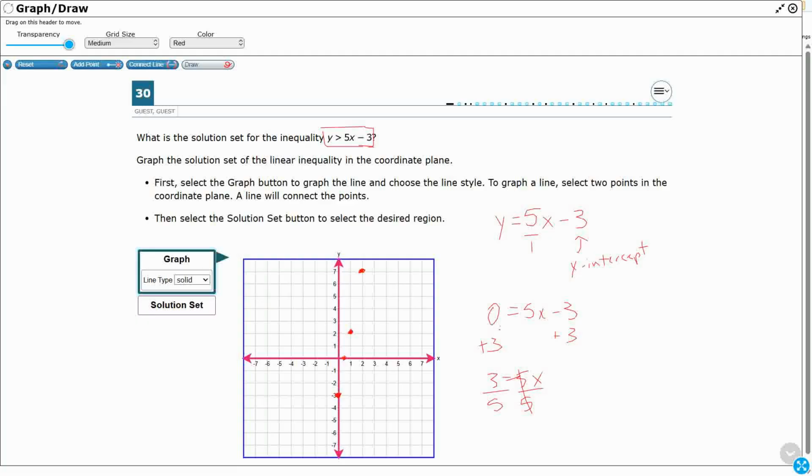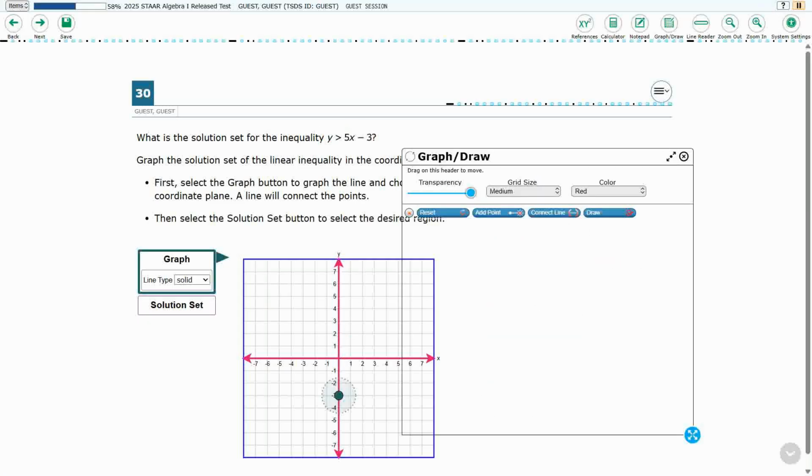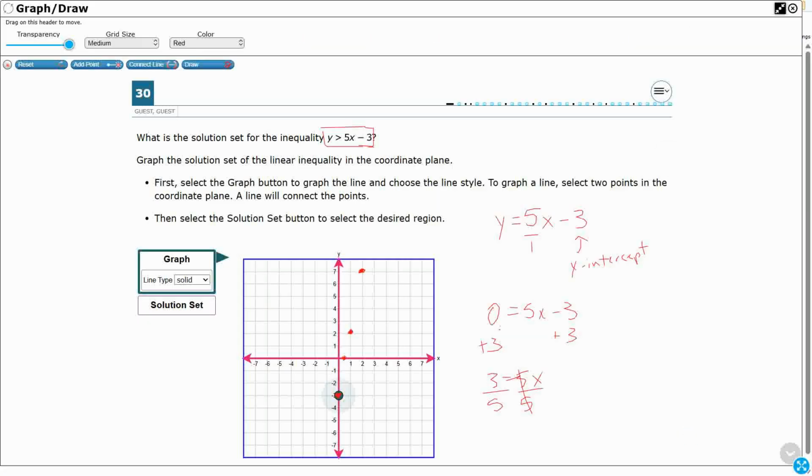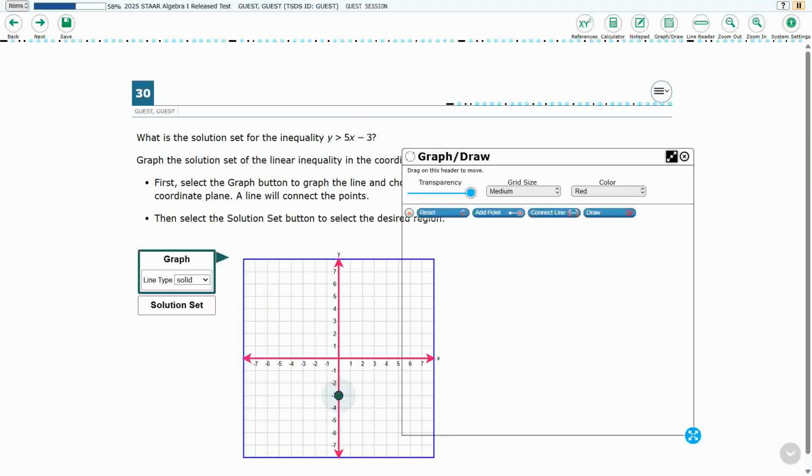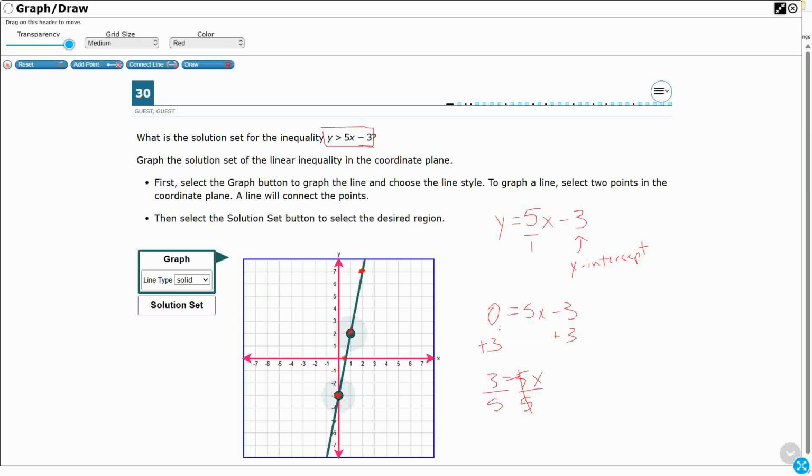So let's just go ahead and use this -3. That's going to be on our y-axis. And then I think we said our other one, let's just go ahead and do x of 1, y of 2. Let's get that, because once we do that, that line pops up. We can verify everything that we wanted was on that line.